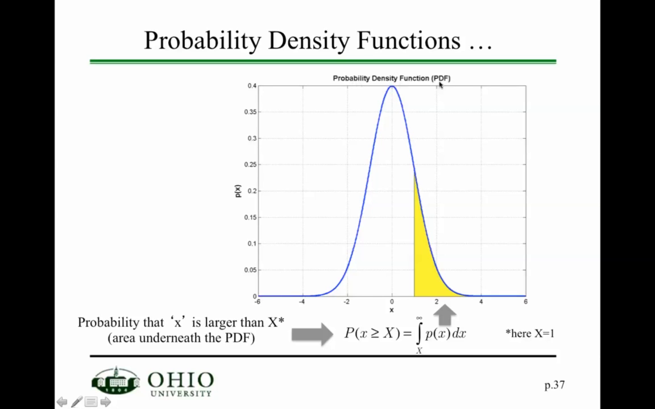If you have a probability density function, like in this particular case, a normal or Gaussian distribution with zero mean, you know that the probability that x, which is on the x-axis, is larger than or equal to a certain value capital X, is just the integral from capital X to infinity over the density. You can interpret that integral as the area underneath the curve from capital X all the way to infinity. So it's the area underneath this probability density function, PDF.